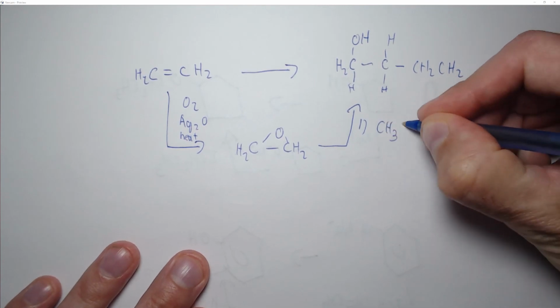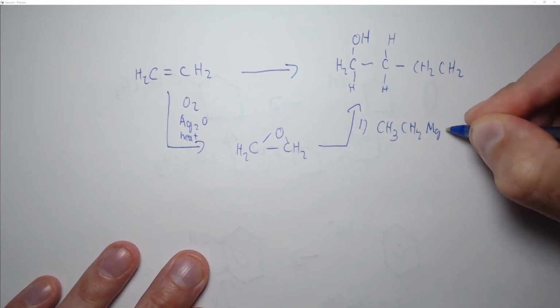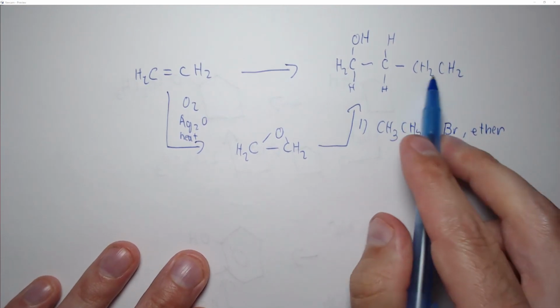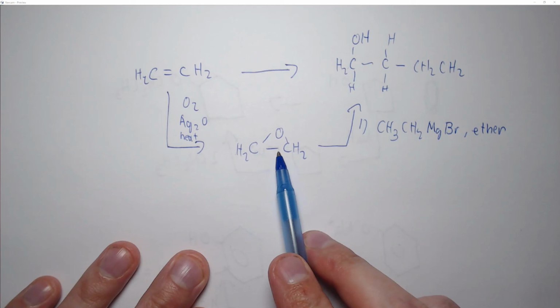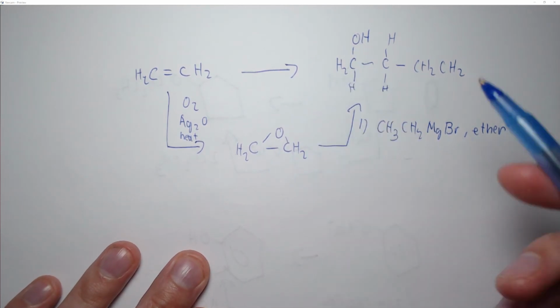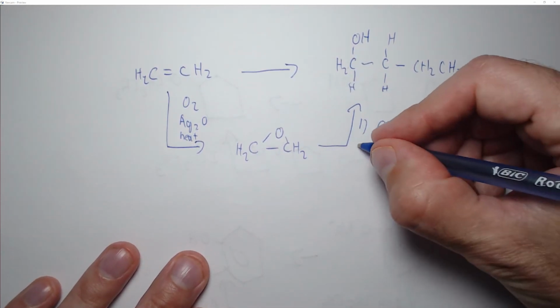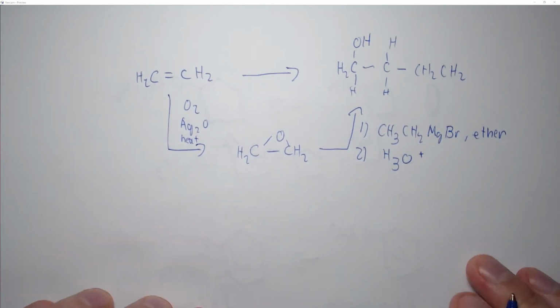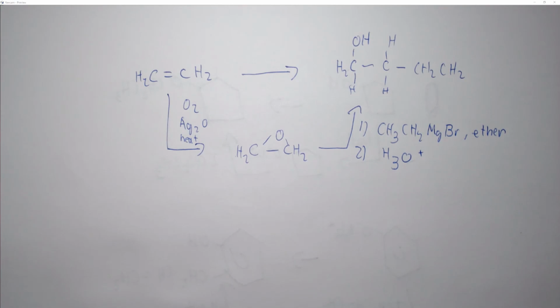So CH3, CH2, MgBr in ether. Okay, why ethyl? Because we're adding an ethyl group here to this carbon. And then this bond breaks and we get the O minus. And in order to get the O minus to be an OH, the second step is to add our H3O plus. So these are just 3 examples of multi-step syntheses that could be completed with reactions learned in this chapter. It's also a good opportunity to review some of the reactions that we learned previously.